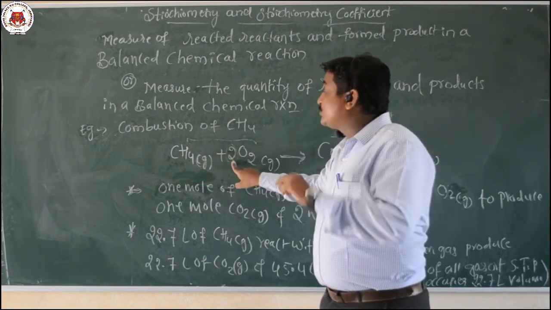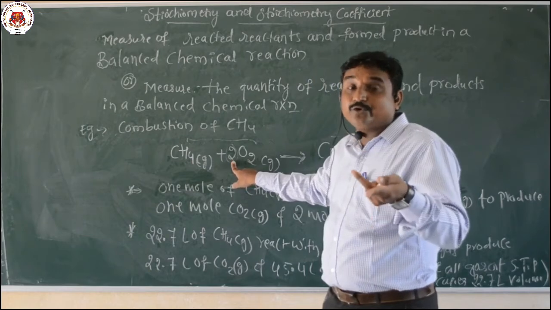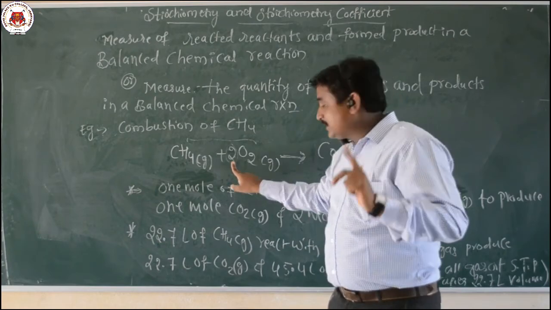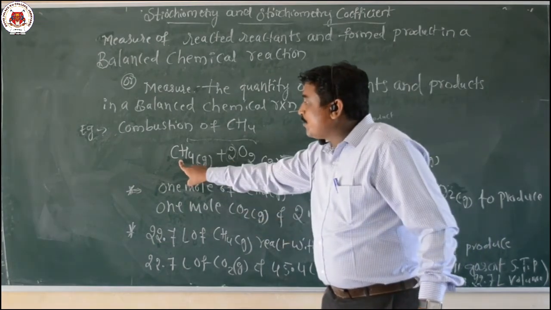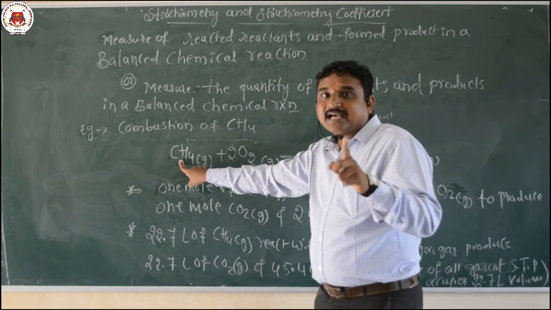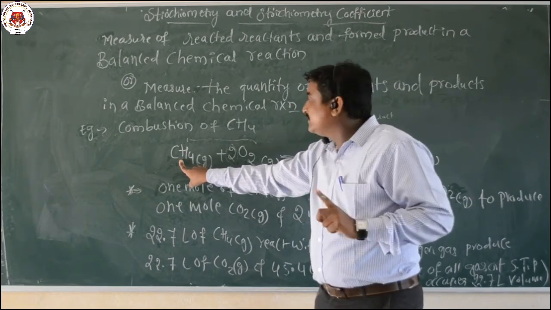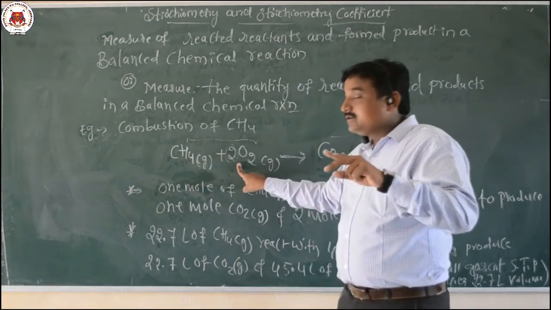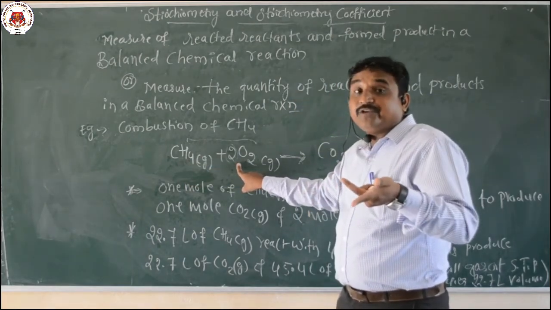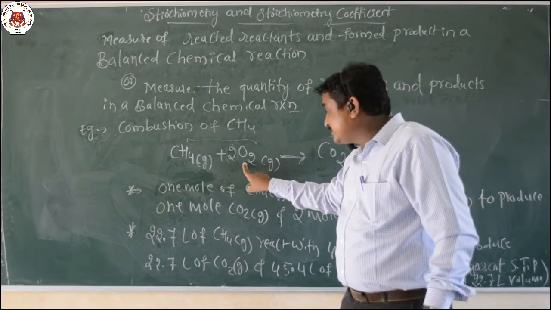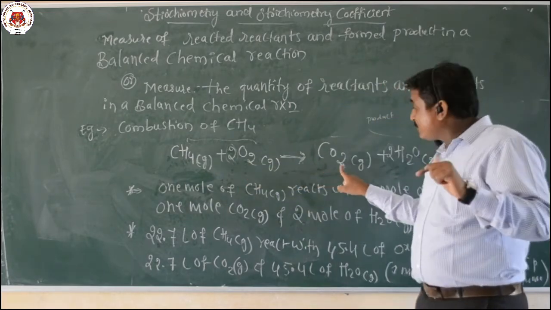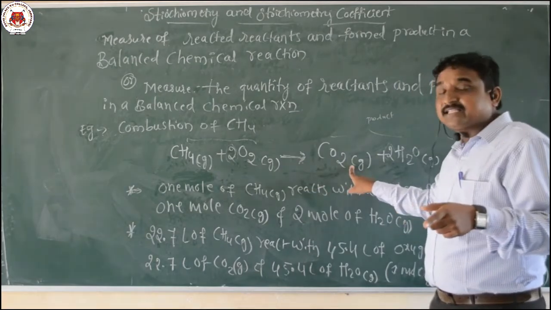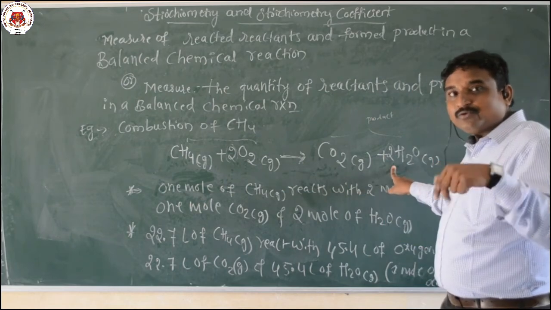Similarly here 2 moles, you have to double that 22.7, so that will become 45.4. Hence I have written 22.7, 1 mole of gas which occupies 22.7 liter. 22.7 liter of methane gas reacts with 2 moles here, hence I have doubled, 45.4 liter of oxygen. It produces, again 1 mole, 1 mole means 22.7 liter of carbon dioxide. Again here 2 moles, you have to double that 22.7.